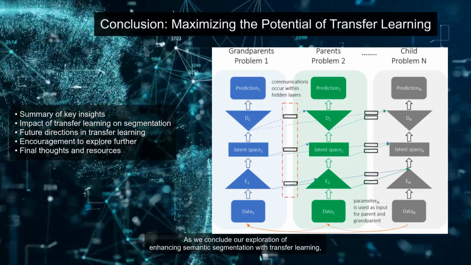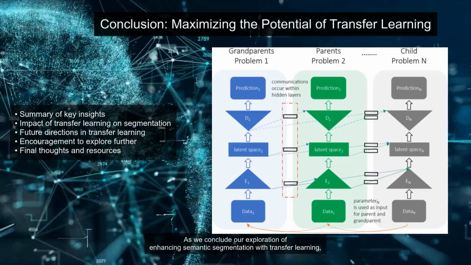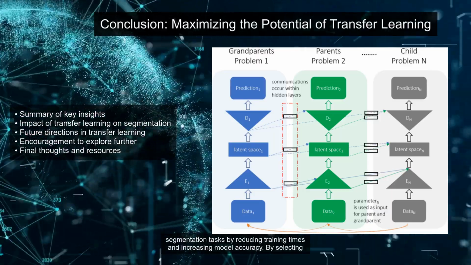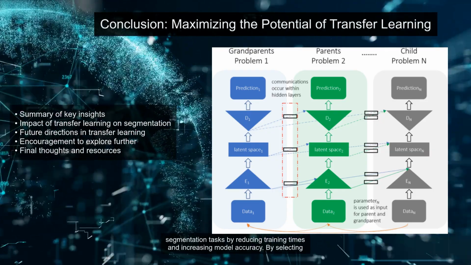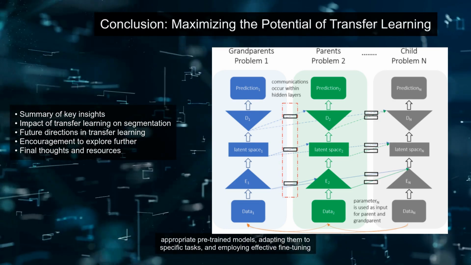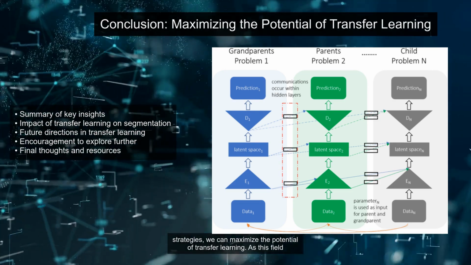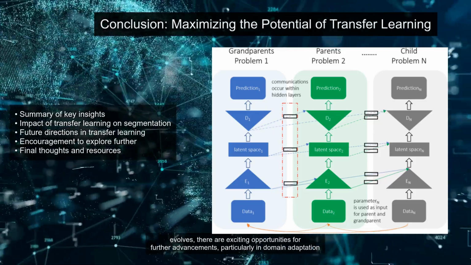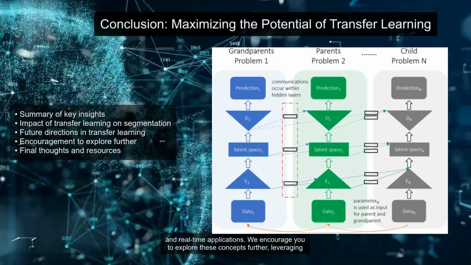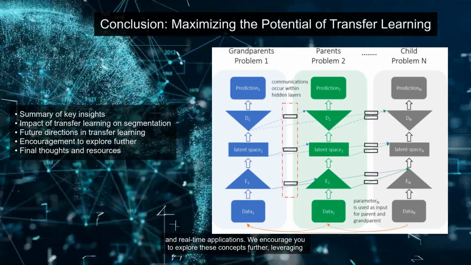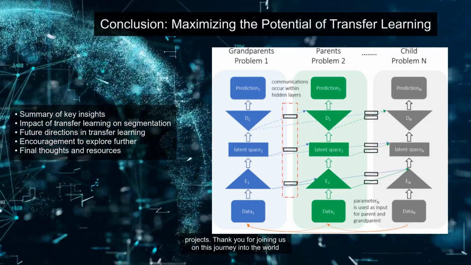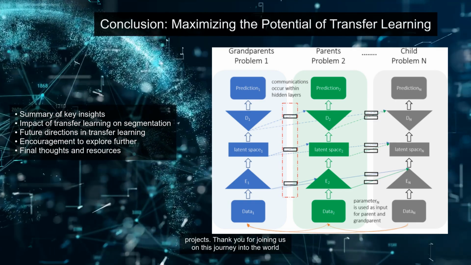As we conclude our exploration of enhancing semantic segmentation with transfer learning, let's recap the key insights. Transfer learning offers a significant impact on segmentation tasks by reducing training times and increasing model accuracy. By selecting appropriate pre-trained models, adapting them to specific tasks, and employing effective fine-tuning strategies, we can maximize the potential of transfer learning. As this field evolves, there are exciting opportunities for further advancements, particularly in domain adaptation and real-time applications. We encourage you to explore these concepts further, leveraging the resources and knowledge shared in this video to enhance your own projects.